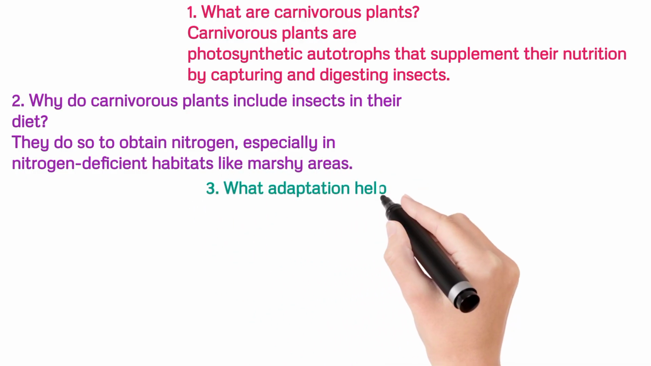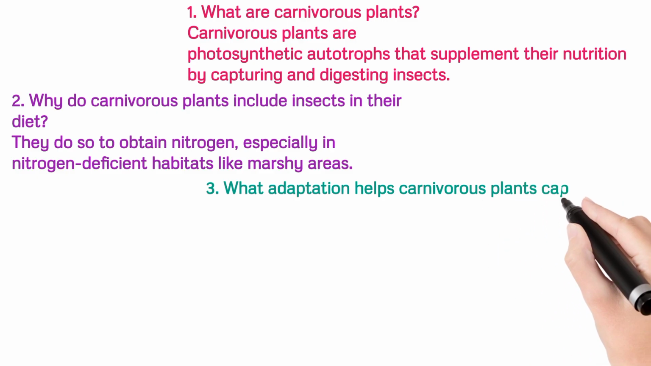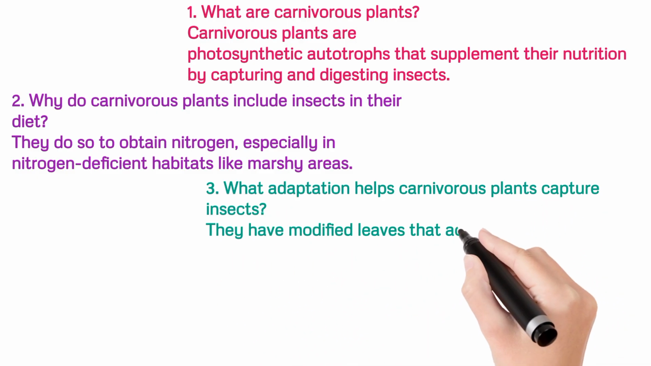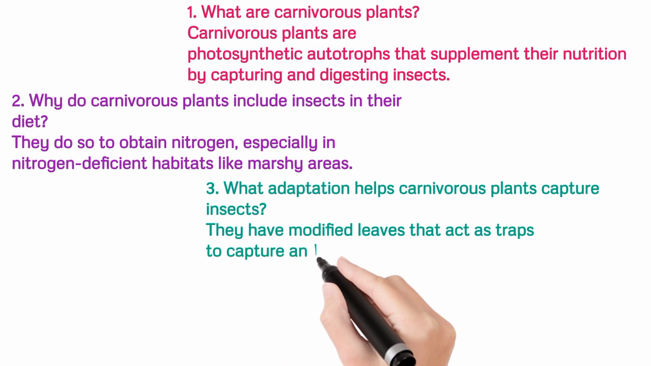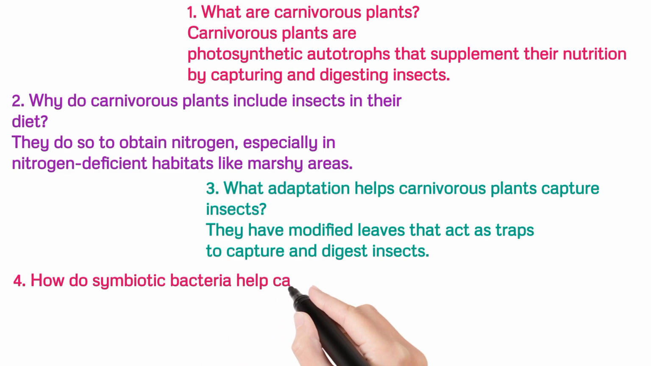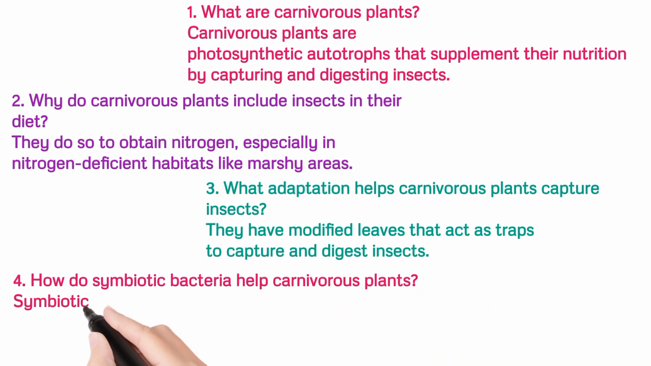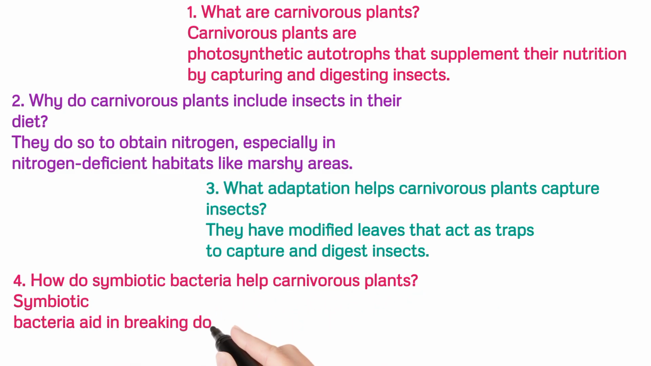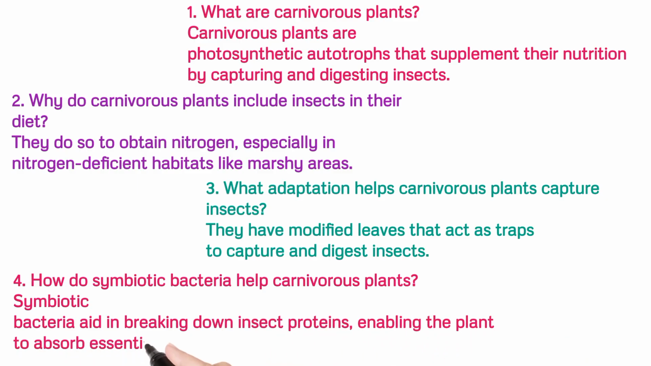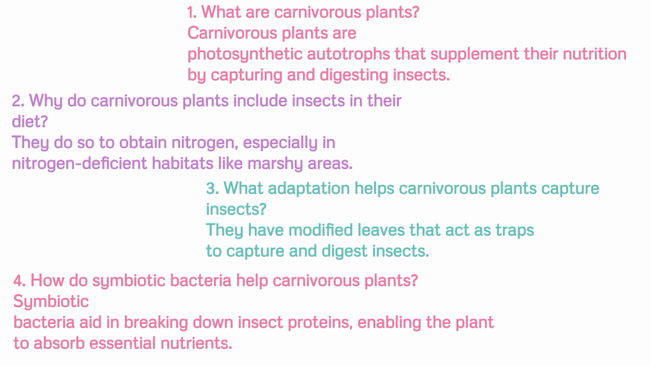3. What adaptation helps carnivorous plants capture insects? They have modified leaves that act as traps to capture and digest insects. 4. How do symbiotic bacteria help carnivorous plants? Symbiotic bacteria aid in breaking down insect proteins, enabling the plant to absorb essential nutrients.